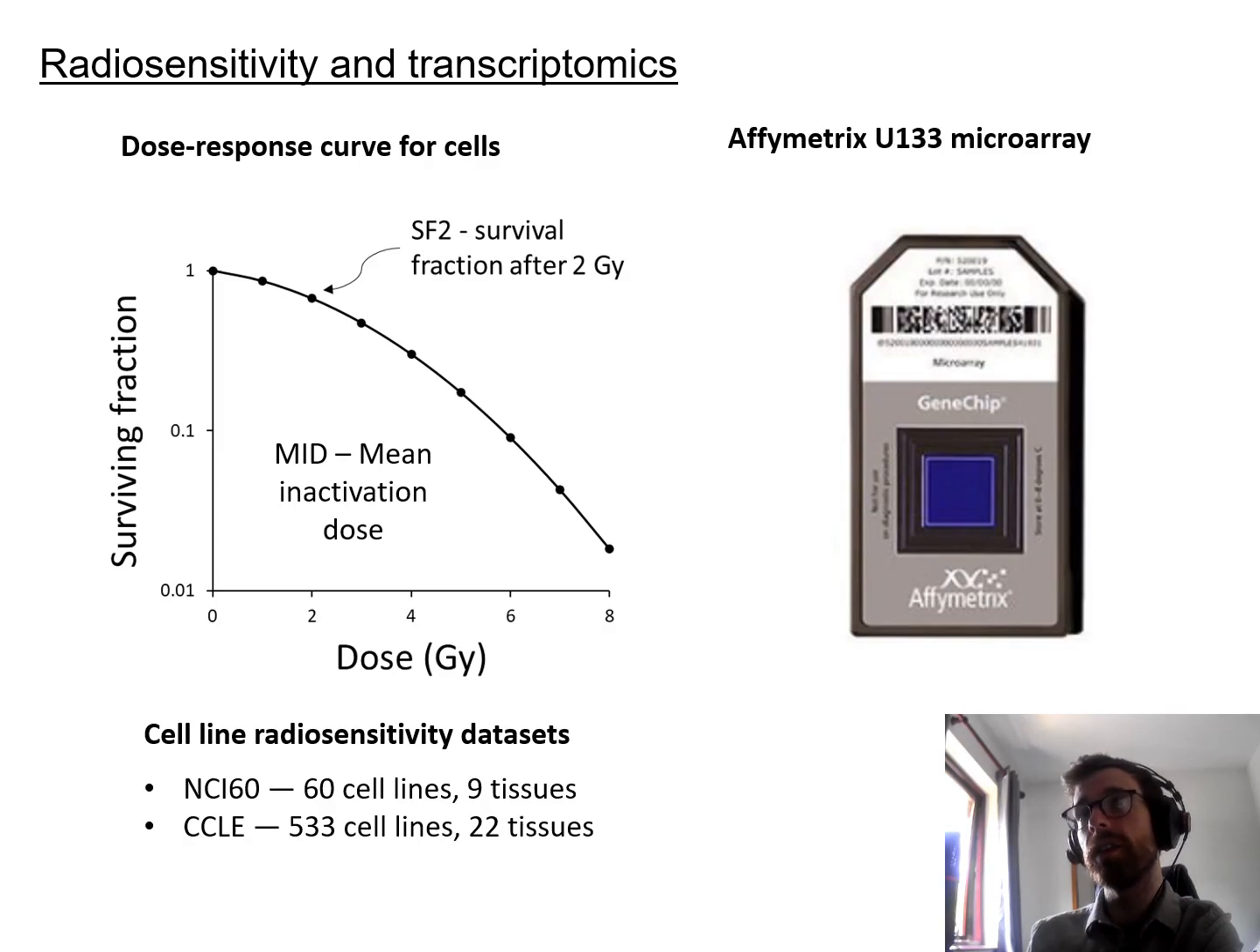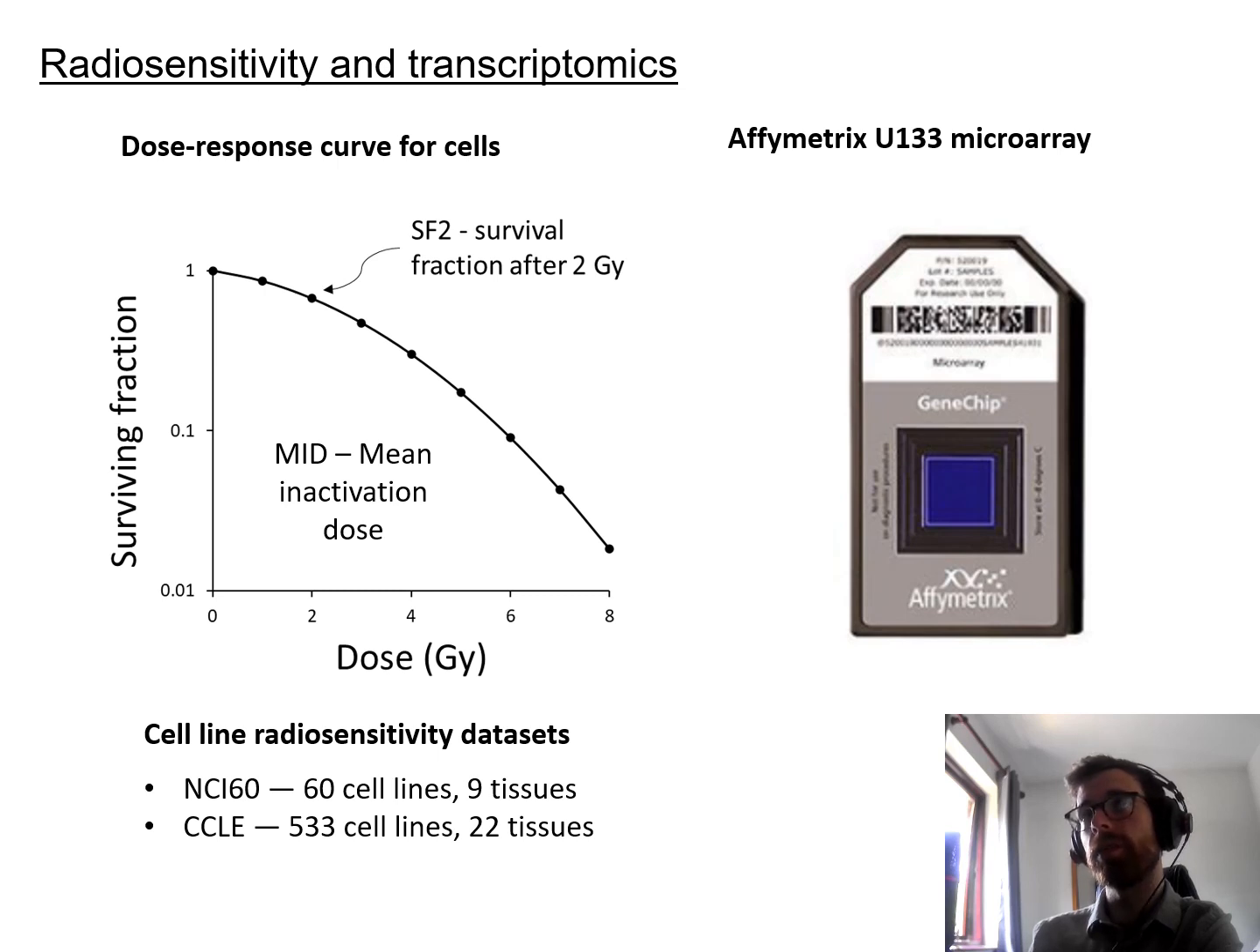Cell radiosensitivity can be summarized by the dose-response curve when the cells are exposed to radiation. Two common metrics I'll talk about today are the survival fraction after 2 Gray, SF2, and the area under the curve, or mean inactivation dose, or MID. The models and the testing data use microarray chips for transcriptomics, similar to the one pictured, although platforms varied across publications.